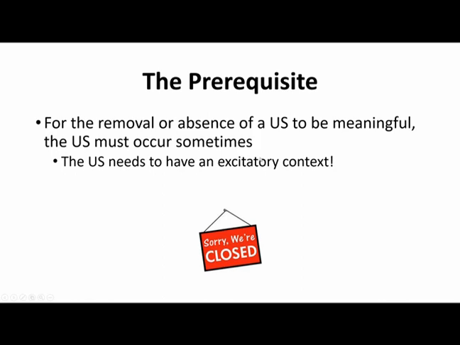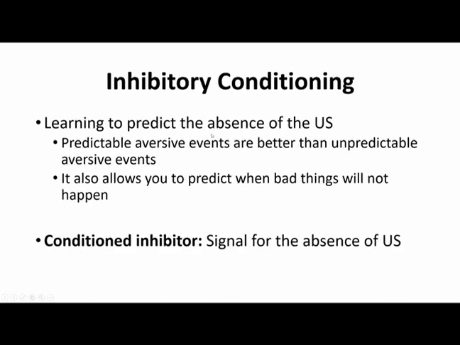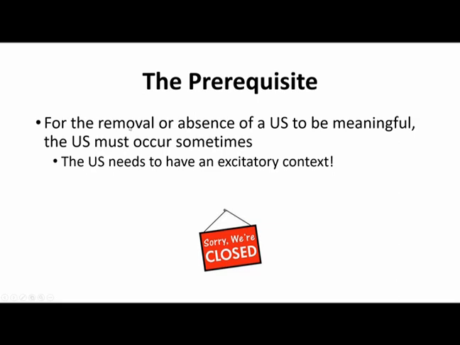Now, in order to have inhibitory conditioning, we have a prerequisite. For the removal or absence of an unconditioned stimulus to be meaningful, that unconditioned stimulus must occur sometimes. Basically, we need our unconditioned stimulus to have some kind of excitatory context. Our sign here that says, sorry, we're closed, is only a meaningful signal if it's on the door of a restaurant that is sometimes open.